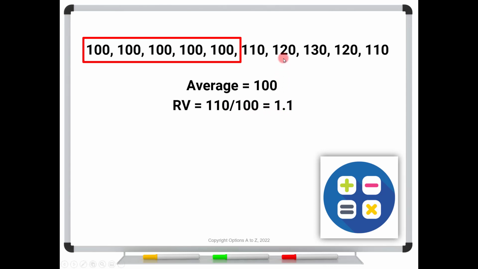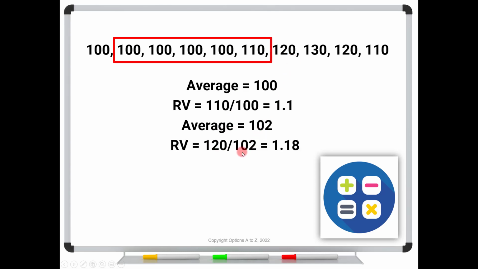Now, the next day, when we get this volume of 120, what's its RV? Well, we need to look back 5 days. So we're going to go back these 5. Notice that we've picked up 110, and we've dropped off the first 100 over here. So the average has increased, but so has today's volume. So the average over these 5 days is now 102. We're going to take 120 divided by 102, and that gives us 1.18. So today's relative volume would be 1.18.